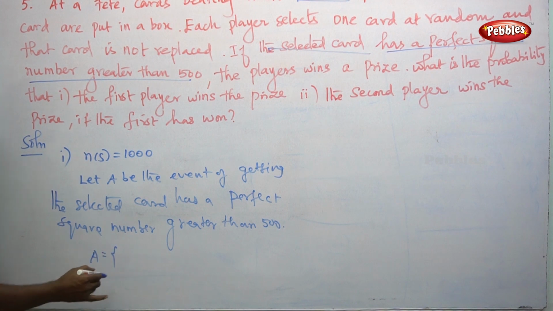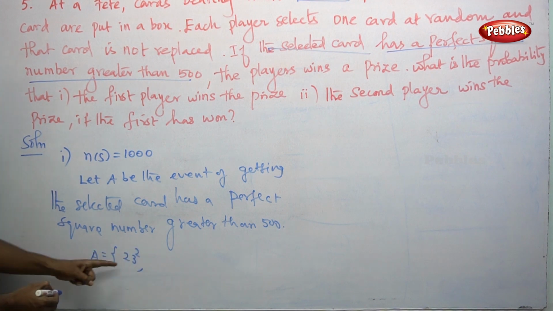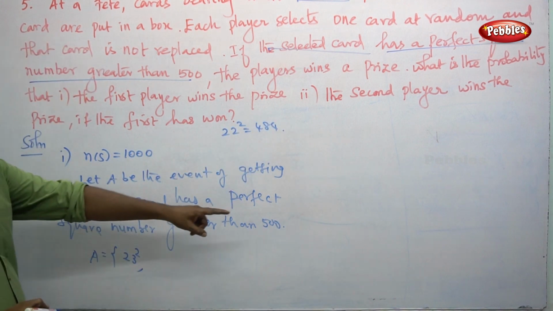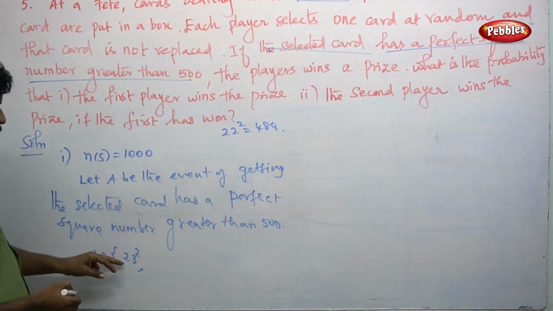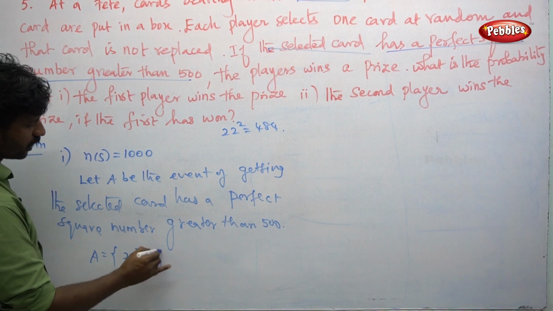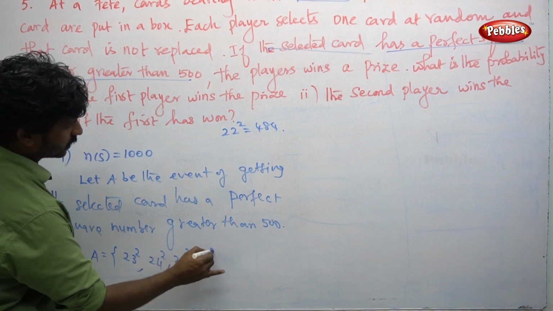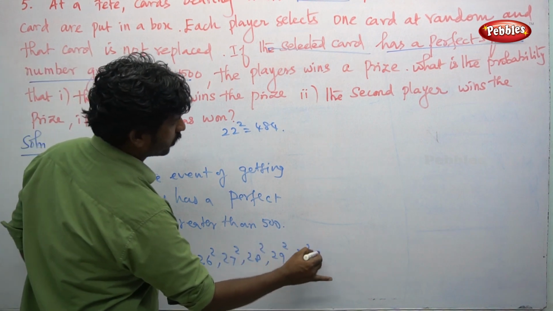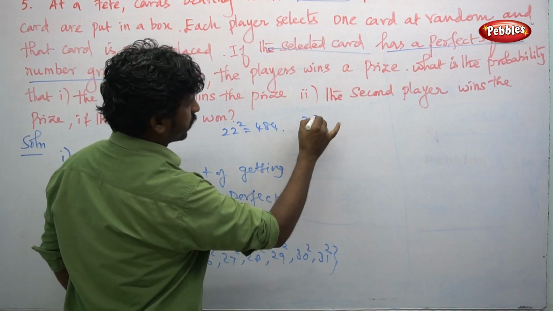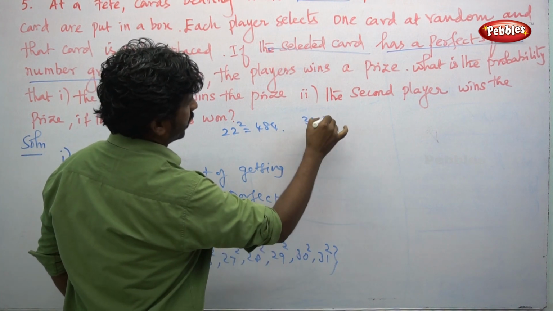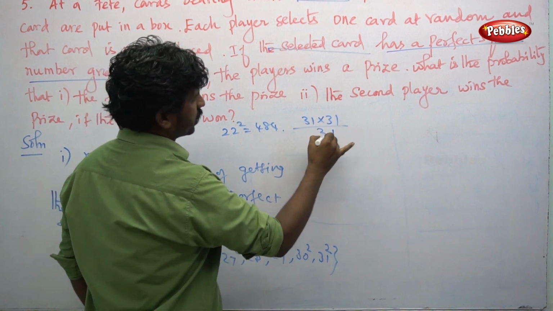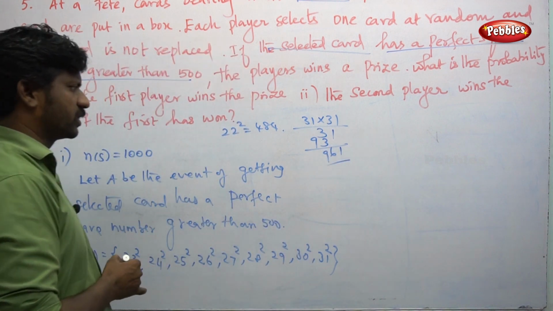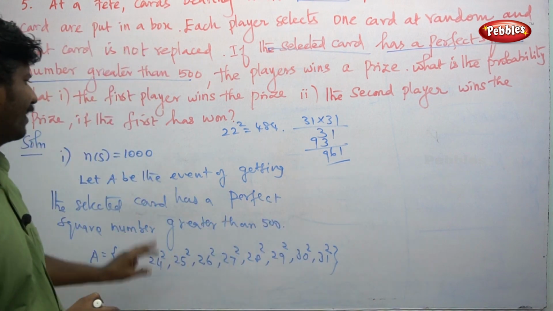Look at the set: 23 square. If you take 22 into 22, then 22 square is equal to 484 will come. So that is less than 500. So 23 square is the next number, right? So 24 square, 25 square, 26 square, 27 square, 28 square, 29 square, 30 square, 31 square. Now check 31 square: 31 into 31, 1 ones are 1, 3 ones are 3, 3 3s are 9, so 961. If you take 32, it will go above this, crossing 1000.